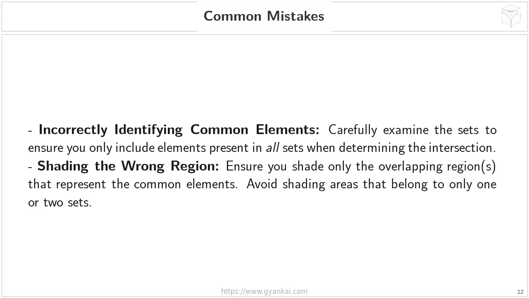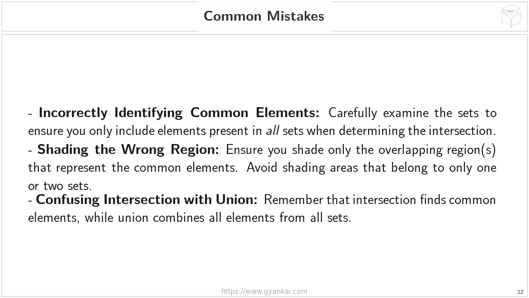Next, we have shading the wrong region. Remember, the overlapping areas in our Venn diagrams are key. When you're shading to represent the intersection, you only want to shade the parts where all the circles overlap. It's tempting to shade larger areas, especially if you're dealing with just two sets, but resist that urge. Only shade the region that represents elements belonging to all the sets involved.